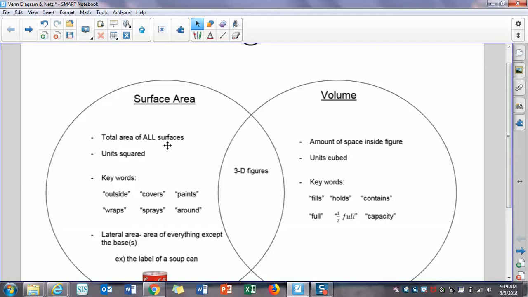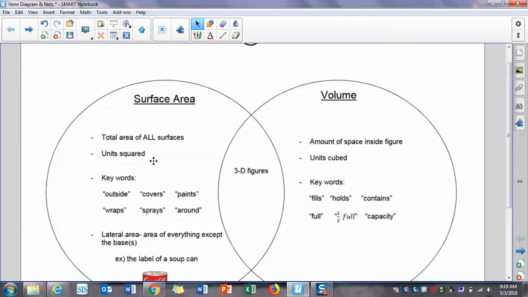So if I have a three-dimensional shape, I'm going to find the area of each of the sides and add them all together. And granted, each three-dimensional shape is going to have a different formula for that. When we write our answer, our units are going to be squared, so centimeters squared, just like when we found area of a two-dimensional figure.